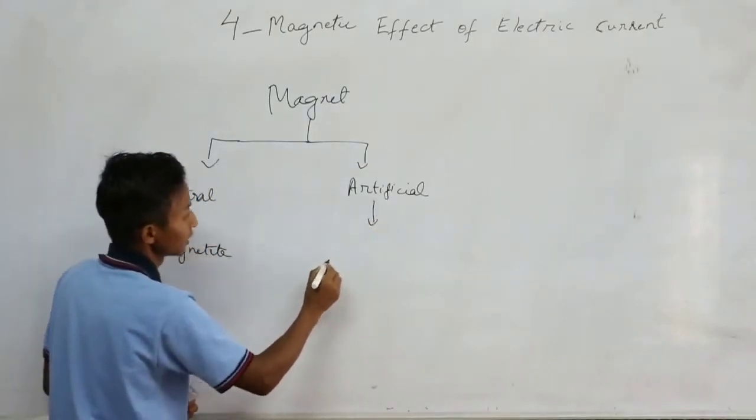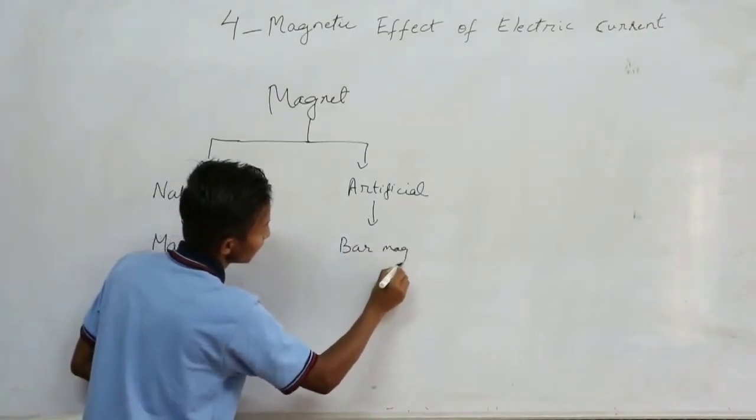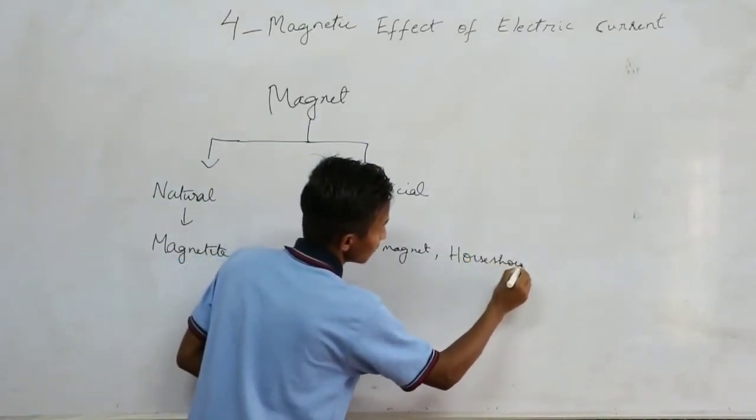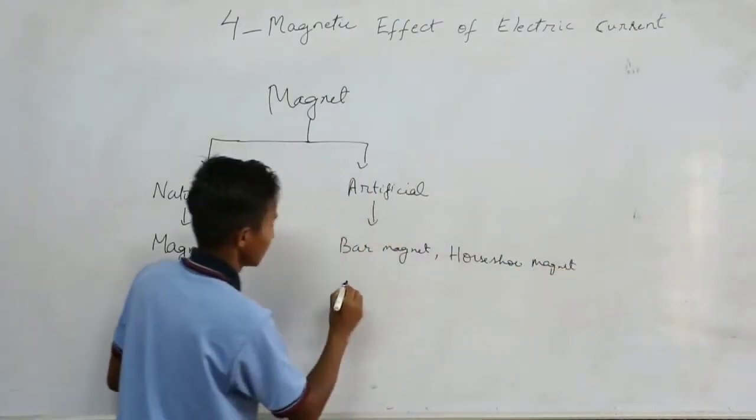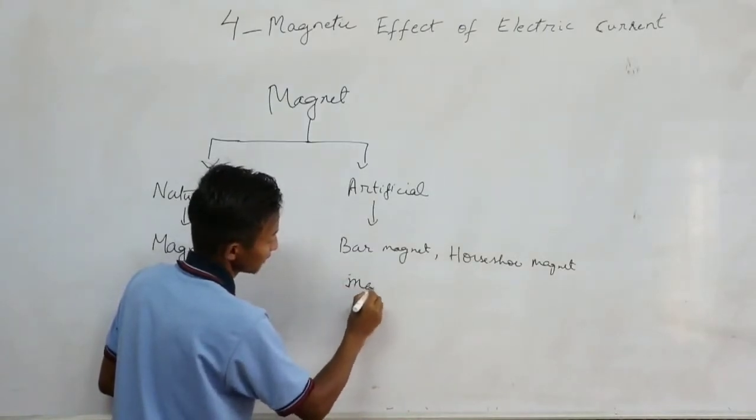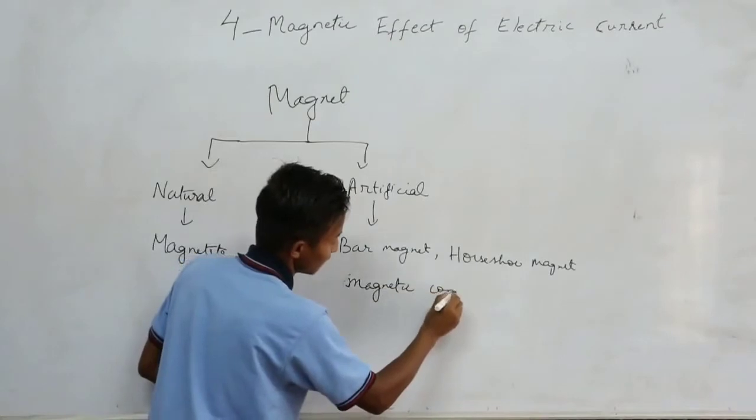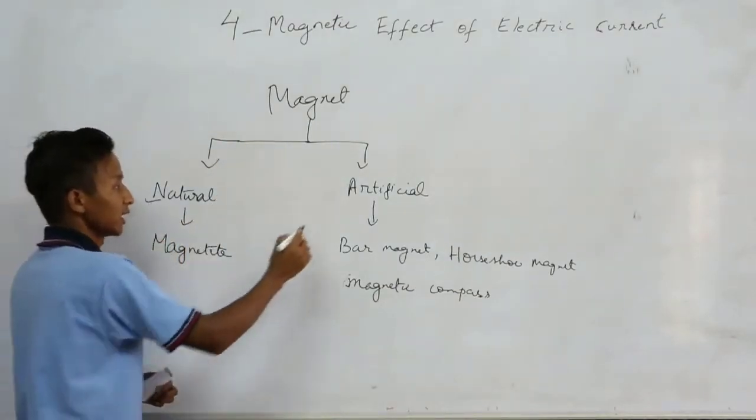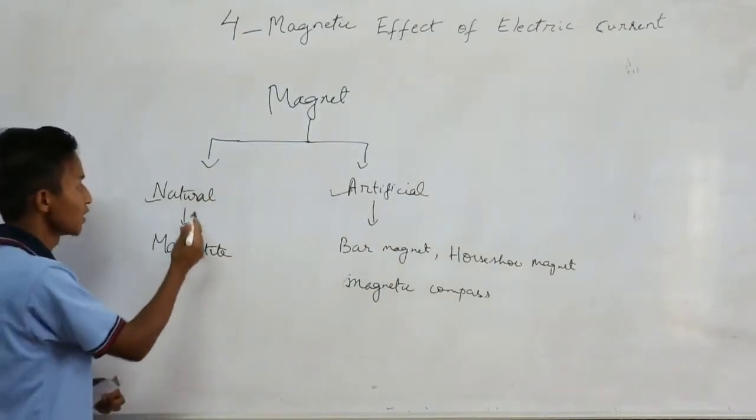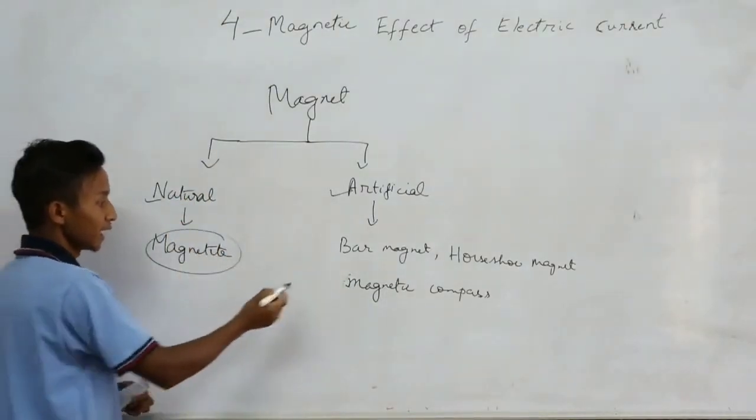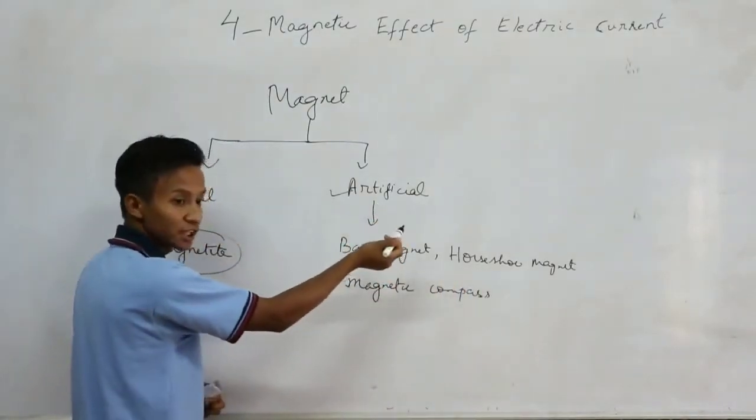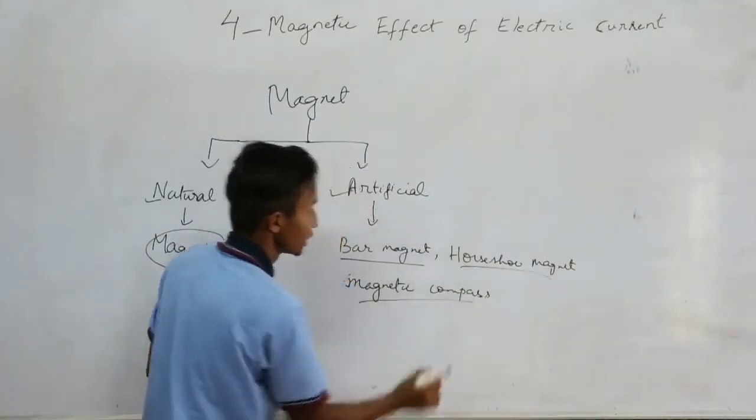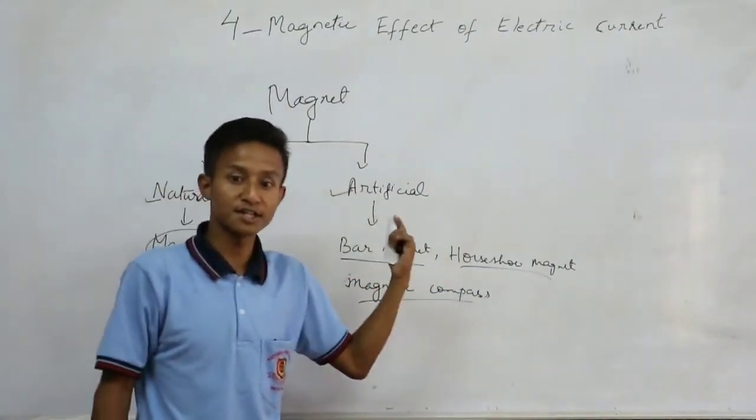Examples of artificial magnets are the bar magnet, horseshoe magnet, and magnetic compass. There are two types of magnet. The first one is natural and the second one is artificial. This is the example of a natural magnet, and these are examples of artificial magnets. There are many artificial magnets, but for this class, I will mention these three. These are only the introduction of this chapter.